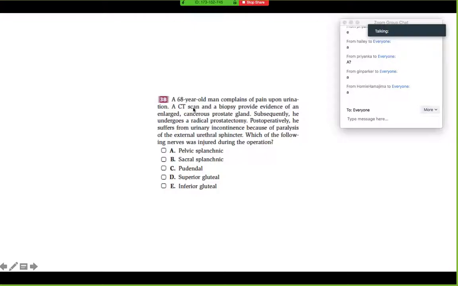All right. 60-year-old man complains of pain upon urination. CT and biopsy provide evidence of an enlarged cancerous prostate gland. Subsequently, he undergoes a radical prostatectomy. Postoperatively, he suffers from urinary incontinence because of paralysis of the external urethral sphincter. Which of the following nerves were injured?